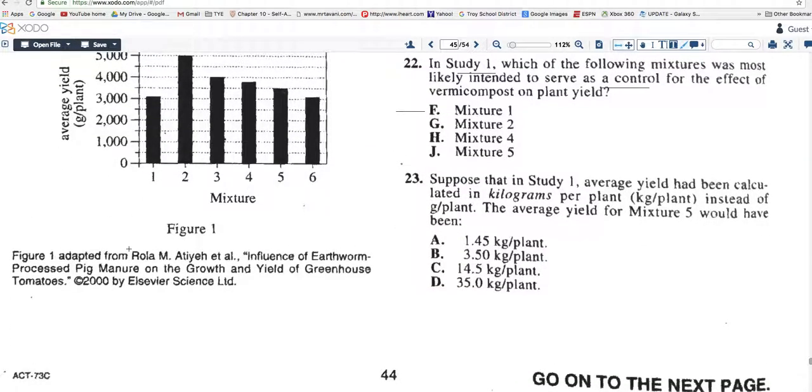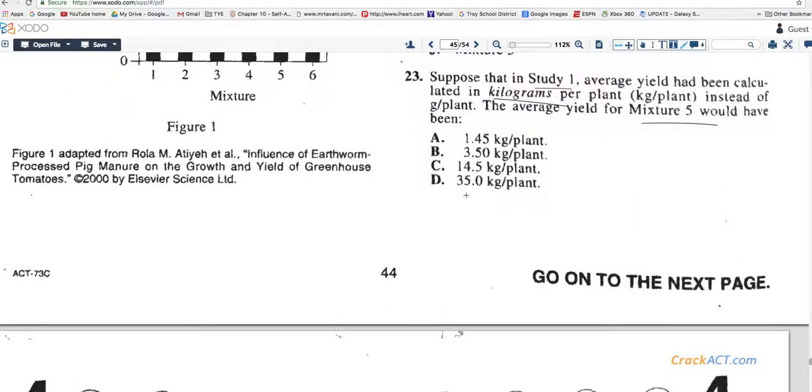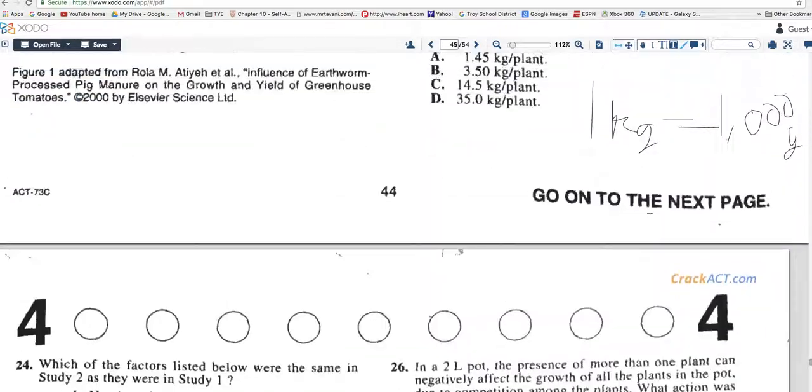Okay, 23. Who wants to do it? Rohit. So you underline calculated kilograms and average yield for mixture 5. I got B for this one. Good. And 1 kg is 1,000 grams. That's all you really need. This is a prior knowledge question. Once you know 1 kg equals 1,000 grams, you got the answer for this. All right, so it should be B.